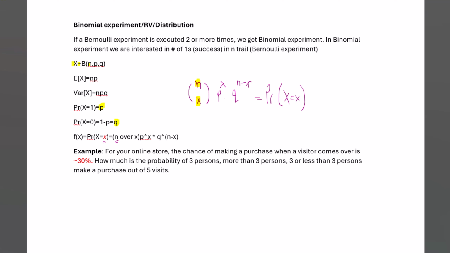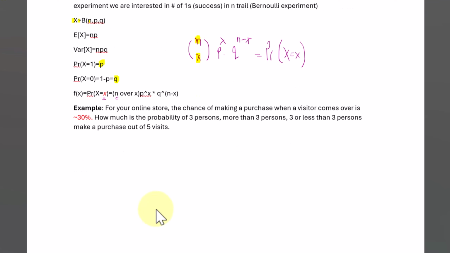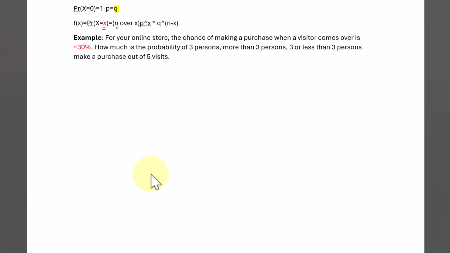For example, take this online store. The chance of making a purchase when a visitor comes over is 30%. Where do we get this 30%? Of course, from past data. Past data suggests that if somebody enters, the chance that he or she makes a purchase is 30%. How much is the chance that 3 persons, or 3 or fewer persons, make a purchase out of 5 visits?